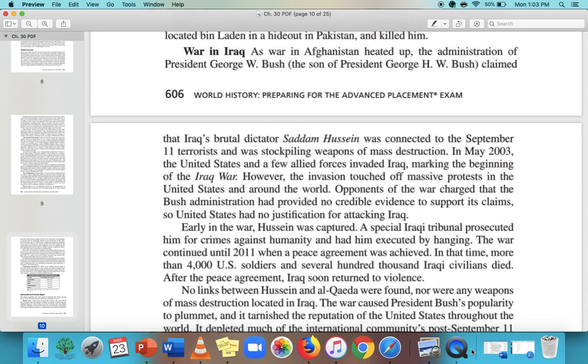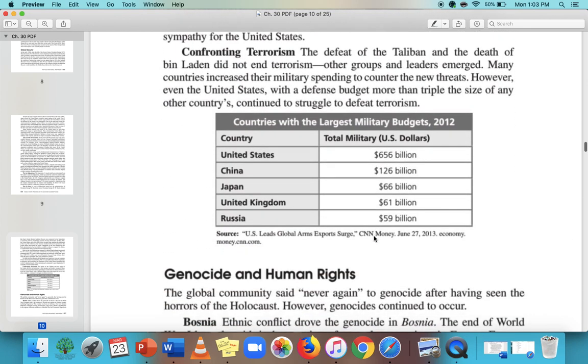Okay, so I want you to turn to page 607 in your book. Okay, and I want you to look at the chart, the chart right here under confronting terrorism. All right, so countries with the largest military budgets as of 2012. So if you look at those countries right there, and you could probably guess from all of the wars we have talked about with the United States and how much money we have, the U.S. has by far the largest military in the world, by far the most powerful. Not only that, but just look at our military budget. This is of 2012. It's bigger now.